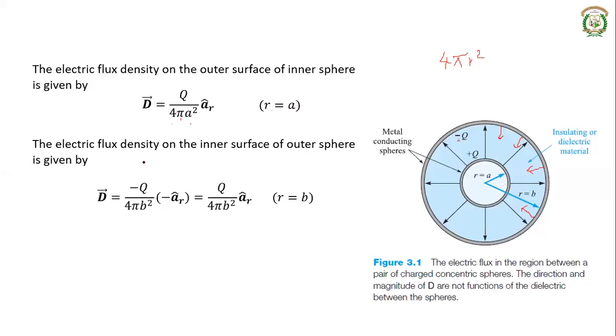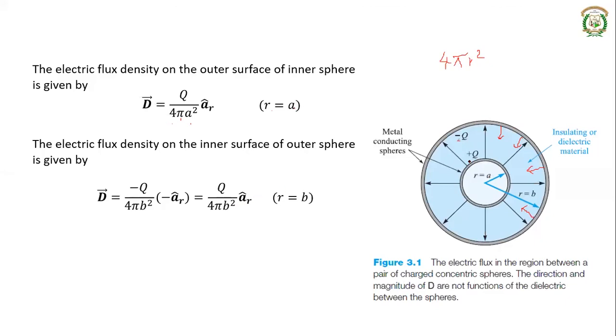That's why the flux is minus q divided by 4 pi b square, which is the area of the surface, and the direction is minus ar, that is inside, right? That's why the minus into minus will become plus. Again we have q divided by 4 pi b square into ar cap. Here r is equal to b.